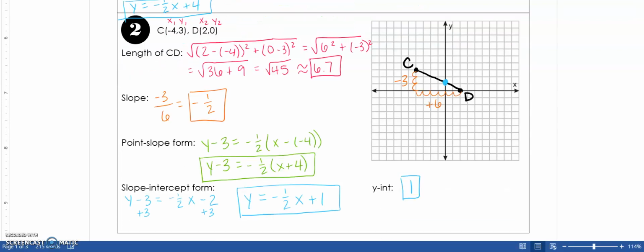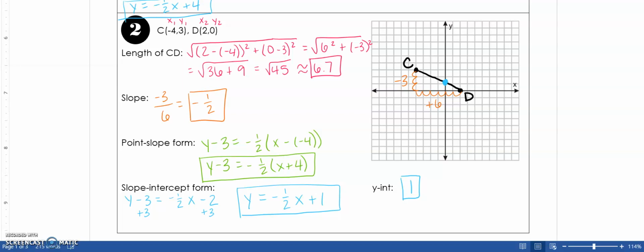All right, so hopefully you were able to get all these answers. So for the length of CD, you should have gotten 6.7, the slope -1/2, point slope form is y minus 3 equals -1/2 times, in parentheses, x plus 4. And then to find your slope intercept form, I ended up distributing the -1/2. So I got -1/2 x minus 2.